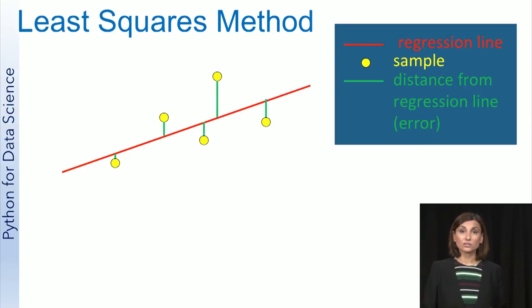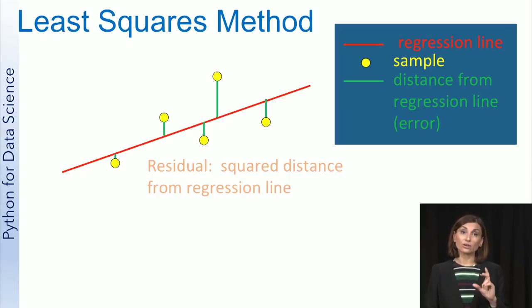This plot illustrates how the least squares method works. The yellow dots are the data samples. The red line is the regression line, that is the straight line that goes through the samples. This line represents the model's prediction of the output given the input. Each green line indicates the distance of each sample from the regression line. So the green line represents the error between the prediction, which is the value of the red regression line, and the actual value of the sample.